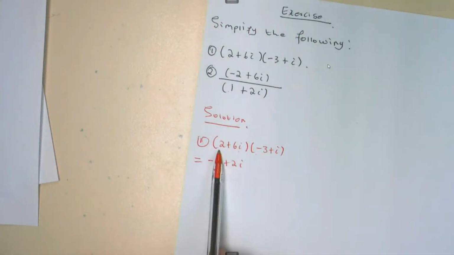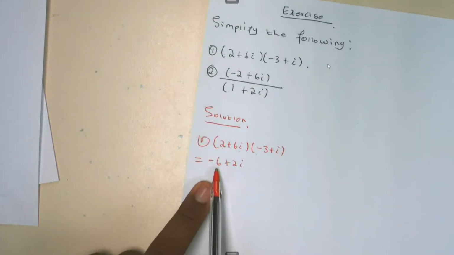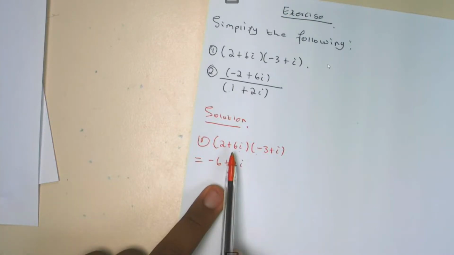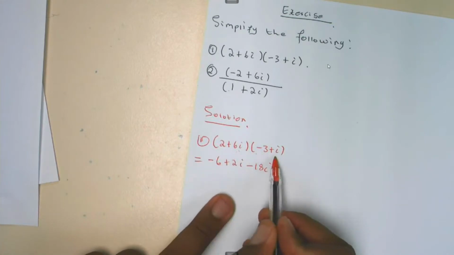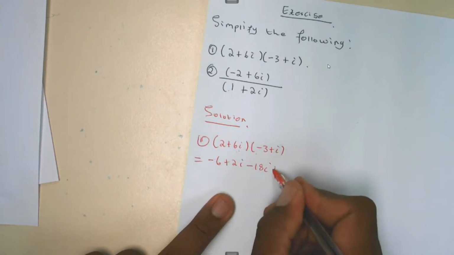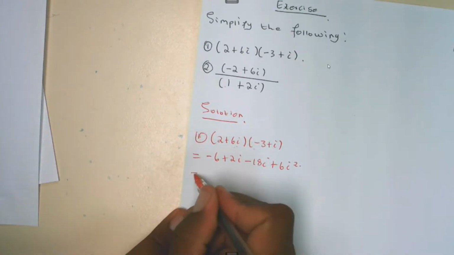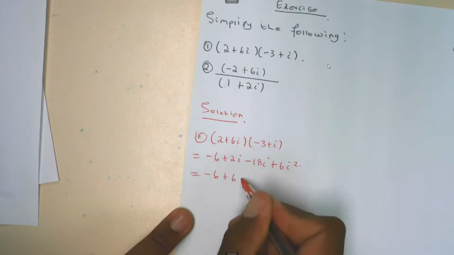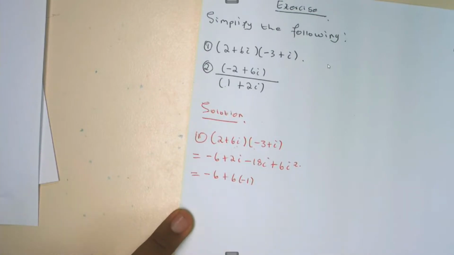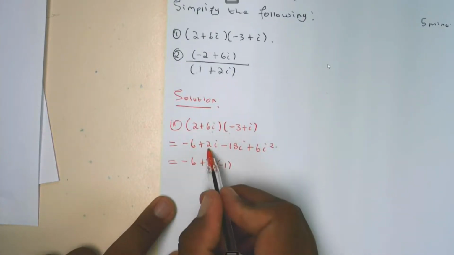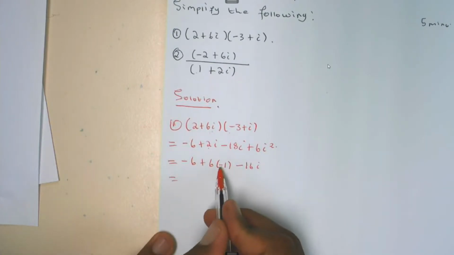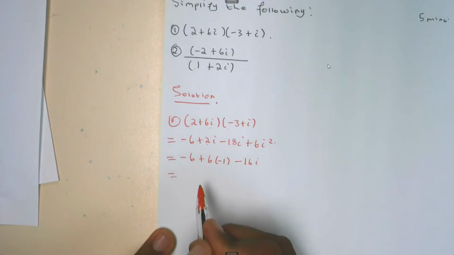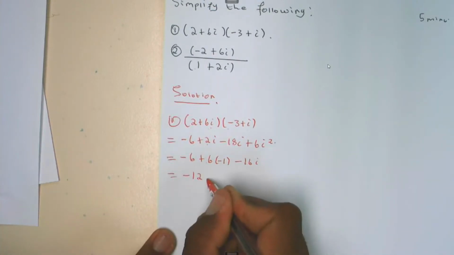So when I wrote this, I said 2 multiplied by minus 3 is minus 6. 2 multiplied by i is 2i. So 6i multiplied by minus 3 will give us what? Minus 18i. 6i multiplied by i will be 6i squared. Minus 6 plus 6 to the power of minus 1. i squared is minus 1. I'll always remind you that. 2i minus 18i will be minus 16i. Therefore, we'll have negative 1 multiplied by 6, that will be negative 6. Negative 6 minus 6 is negative 12, minus 16i.